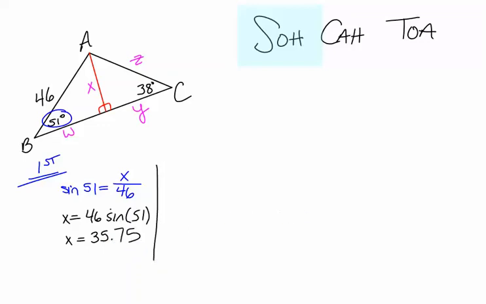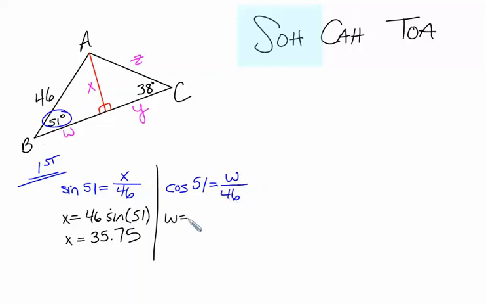And at the same time, we can set something up for W. Now W would be the adjacent side. 46 is the hypotenuse. If we want the adjacent side and the hypotenuse, that would be the A and the H, which would be cosine. So we will set this up as the cosine of the 51 degrees is equal to the adjacent, which is W, divided by the hypotenuse, which is 46.